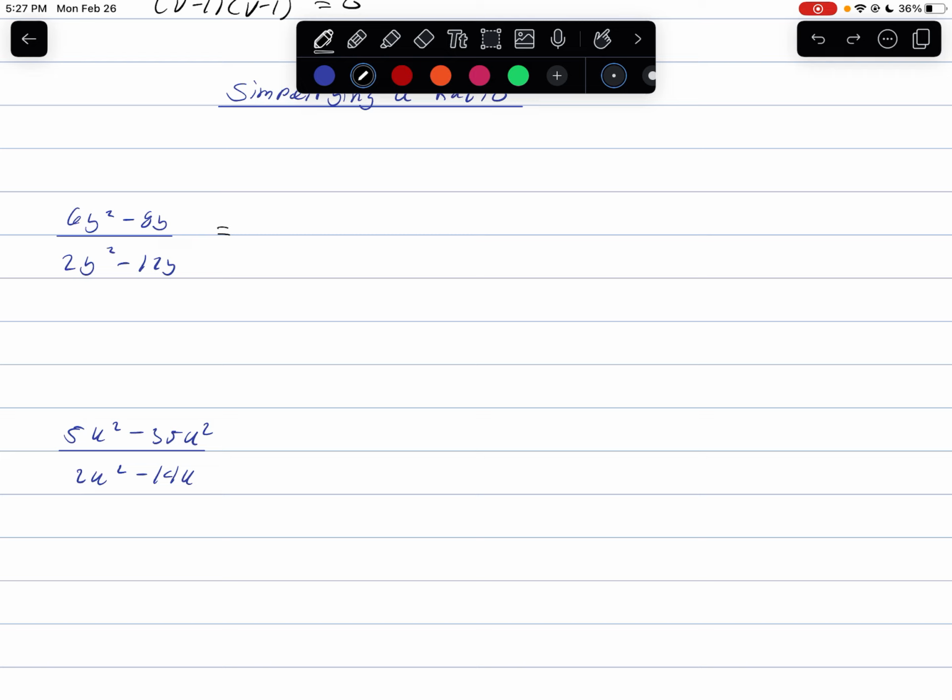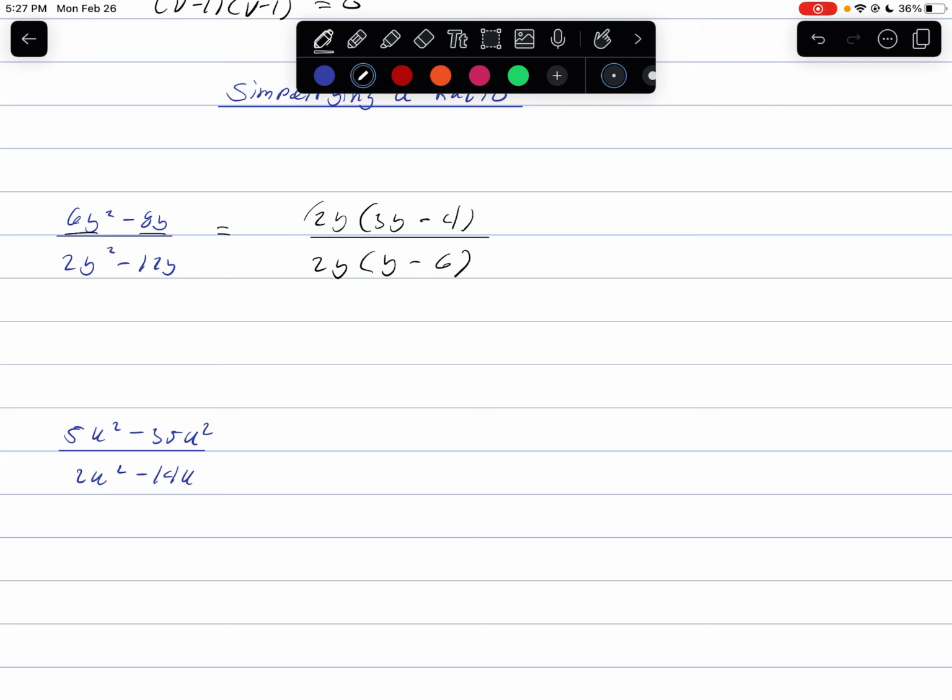So what do these two have in common? Well, we can divide out a 2y from each of these. So if we divide out a 2y, we'll have 2y times 3y minus 4. Okay, and that's because we pull a 2y out of the 8y and a 2y out of the 6y squared. And then on the denominator here, we have 2y squared minus 12y. Once again, we can also pull a 2y out here. And if we pull a 2y out, we're going to be left with just y minus 6. Okay? So we have 3y minus 4 on top, and then y minus 6 on the bottom.